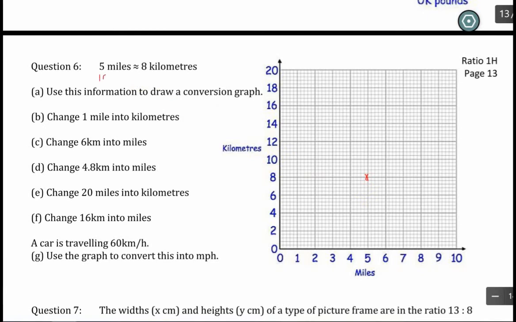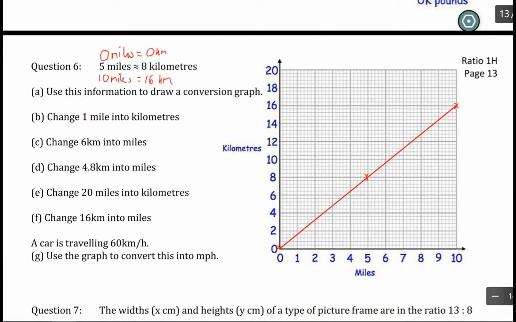Let's go 10 miles. If we double the number of miles, then we're going to double the number of kilometers. 10 miles, 16 kilometers. So we're going to put a point there as well. And of course, 0 miles, how far in kilometers have you gone? If you've gone 0 miles, you've gone 0 kilometers. So the graph does go through 0, 0. So I'm going to draw this line in. There we go.